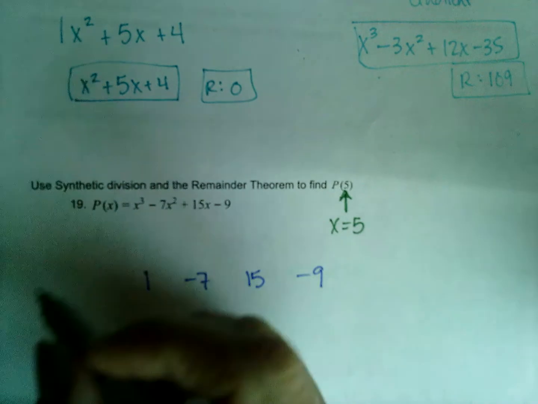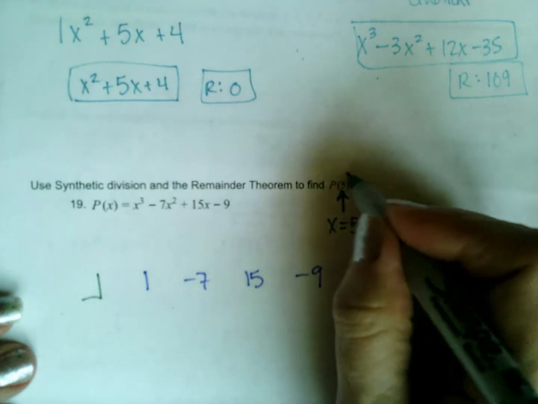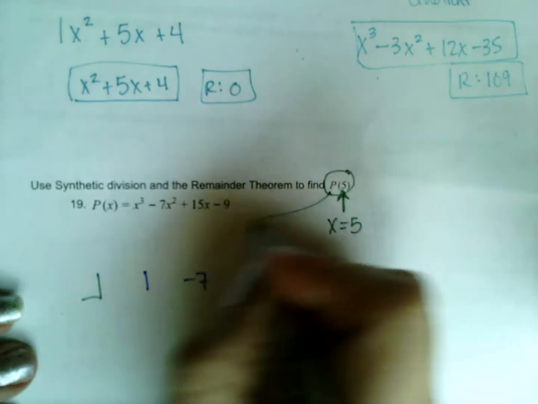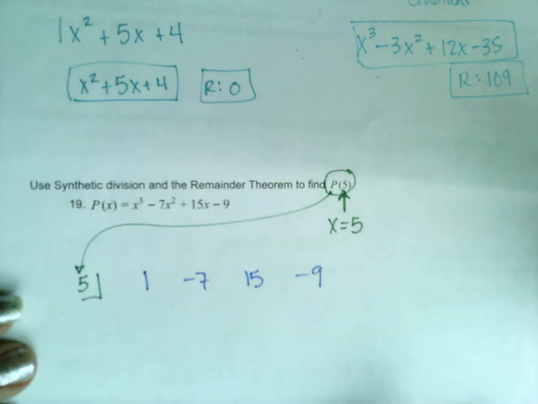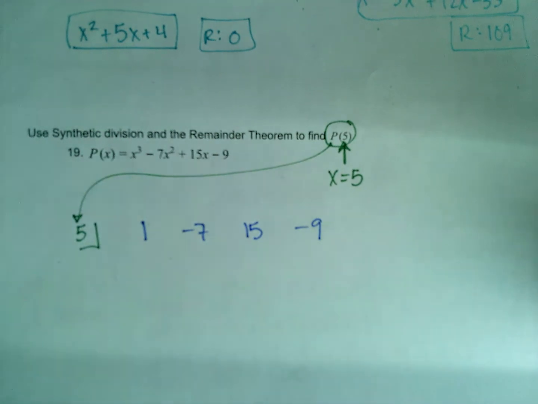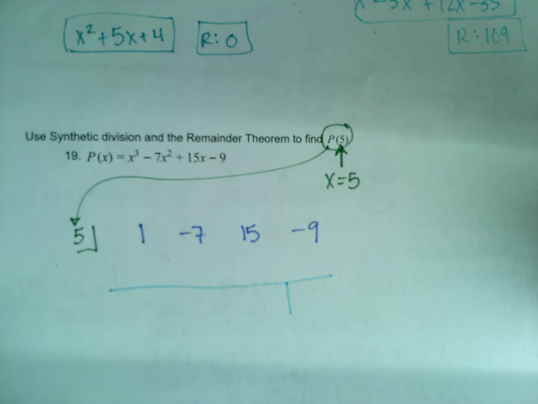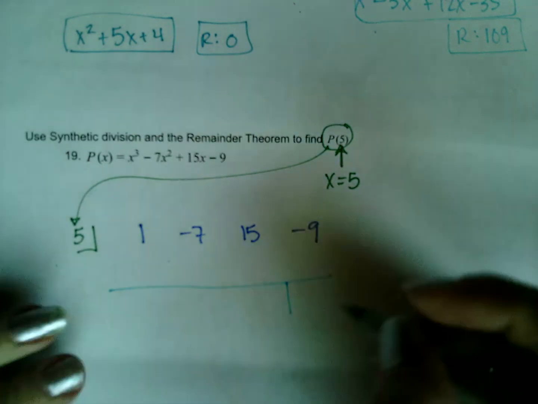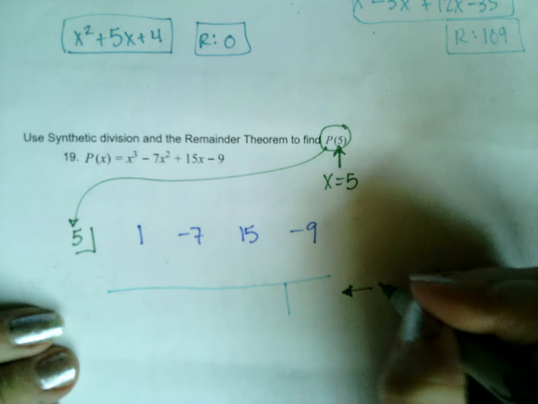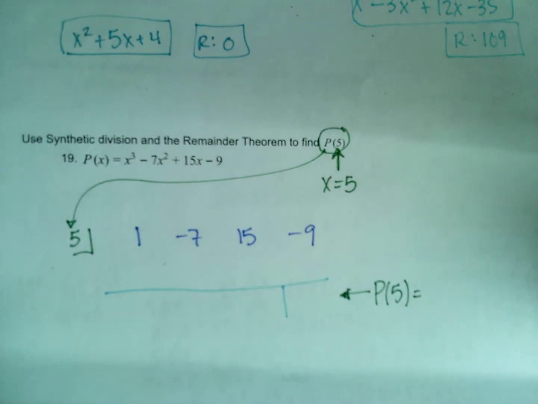Now remember what goes in the box is what x equals. Well, this time they told me what x equals. So I don't even have to change the sign of that. I just take the 5 and plug it right in there. So you don't change the sign when you're doing synthetic division with the remainder theorem. So that's cool because they already told me x equaled 5. Then we're going to do the same thing. Now, the answer to a synthetic division problem is going to be right here in the remainder. That is going to be what P of 5 equals. P of 5 is going to equal what we get for the remainder.